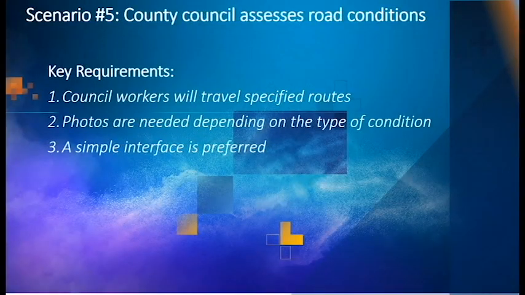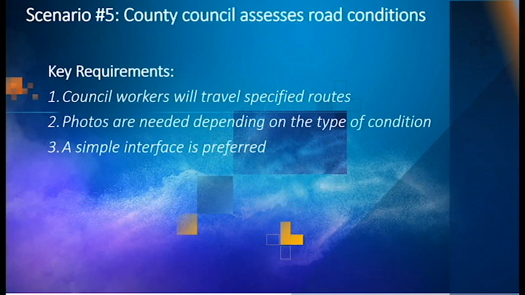So then the final scenario, number 5, is a county council assesses road conditions in their borough. So typically what this means is that council workers travel specified routes. Photos are needed depending on the type of condition. So if they're mapping, say, debris type, and there's a mattress on a road or whatever it is, they need to be able to take a photo of it. And a simple interface is preferred.